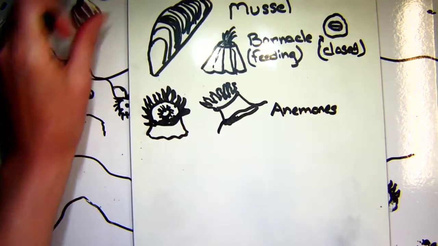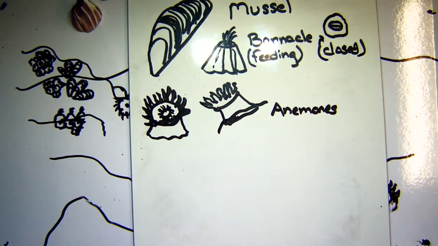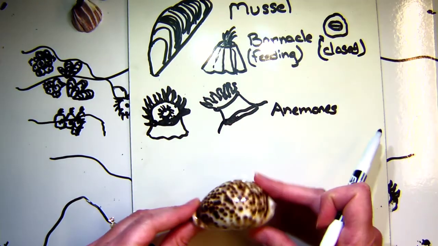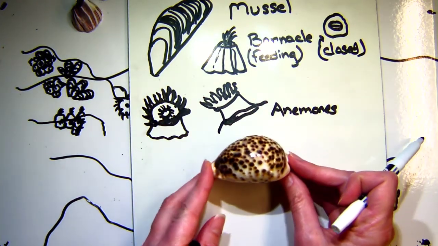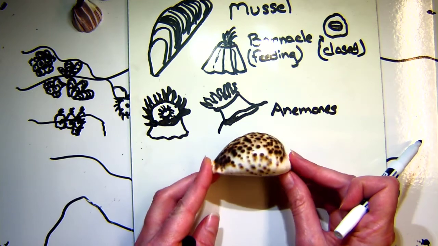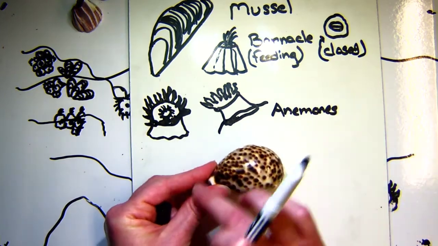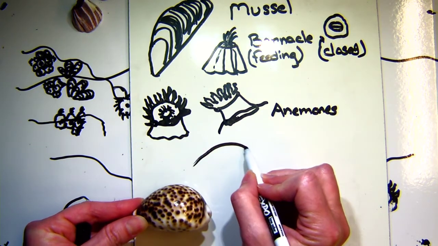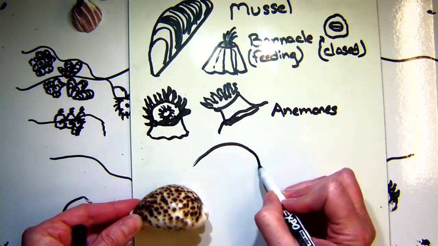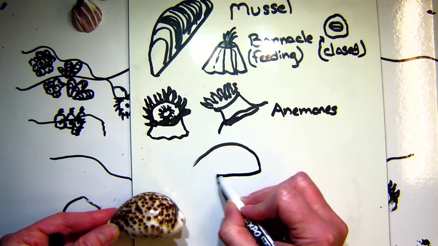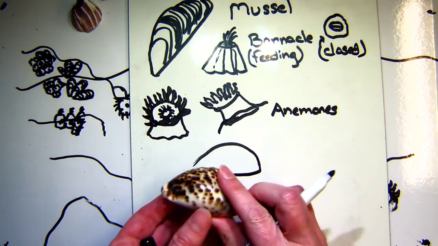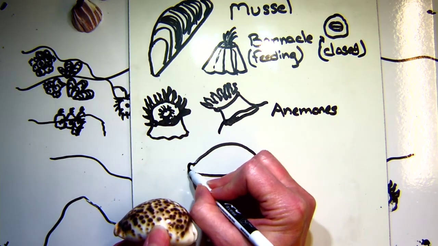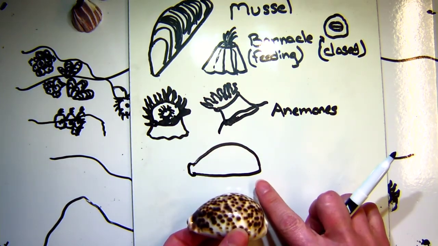So let's take a look at a snail. In fact, one of my favorite types of snails is called a cowrie. Now, this is a shell of a cowrie snail. It's a type of snail that has this really pretty shell. It's very smooth. It's kind of rounded, and it looks kind of like a big lump or a lemon, but it's flat on the bottom. So it's kind of like this. And then at the end down here, it has this other little lip that comes up like that. So it's kind of funny looking.